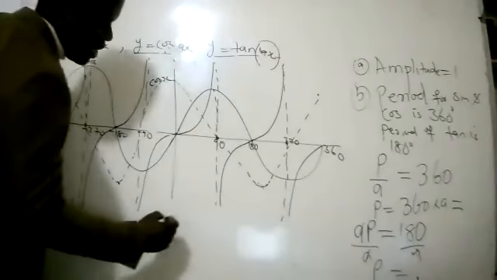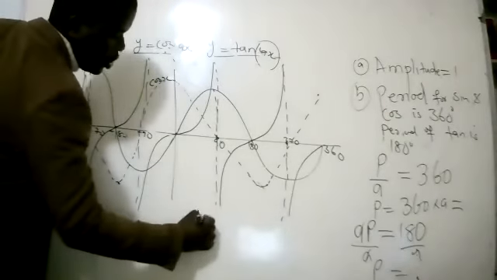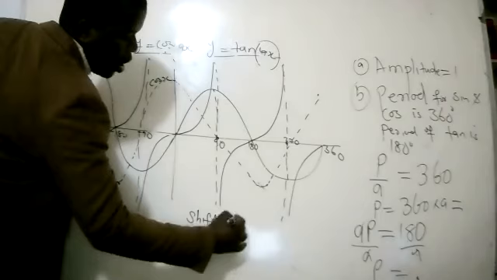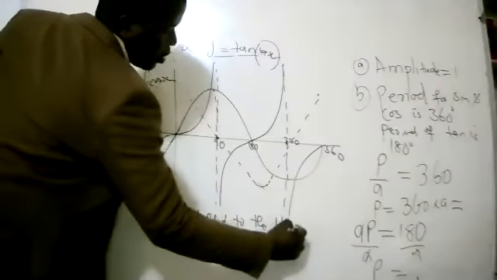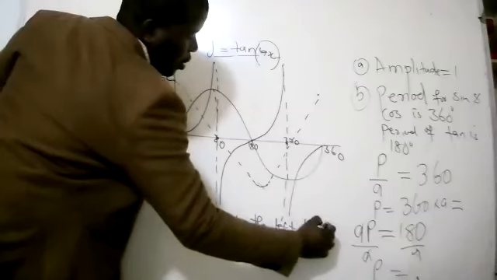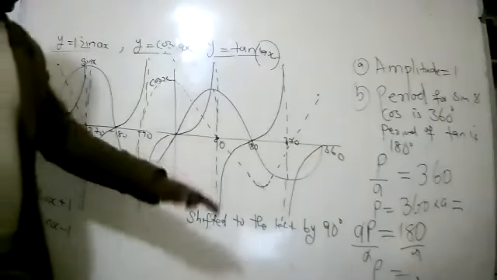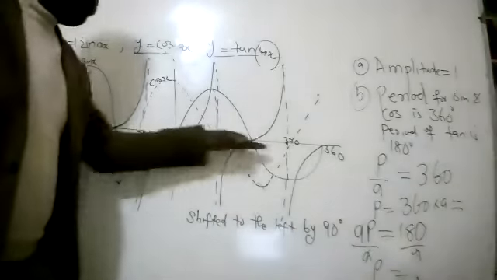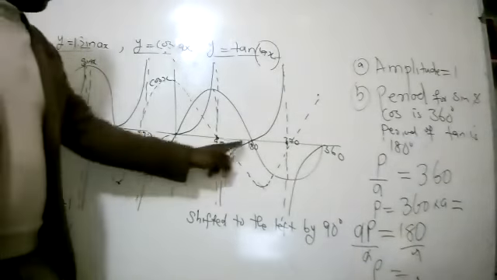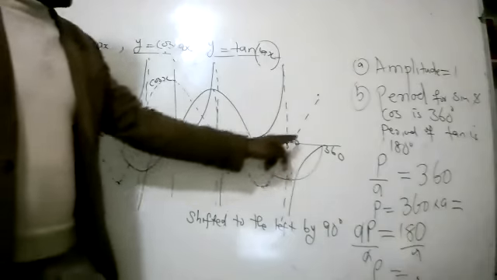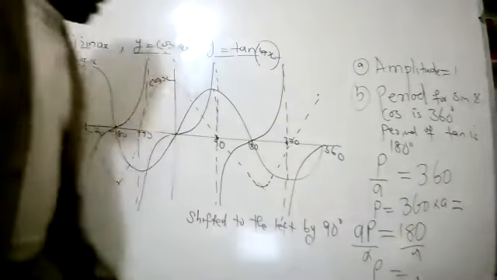So let's say the graph has shifted to the left by 90 degrees. So when it shifted to the left and to the right, it must shift by a degree, not by a unit. It must shift by a degree, because you can see we're given 90, 180, and so on for the x. So when it shifted to the left, this is what you do.